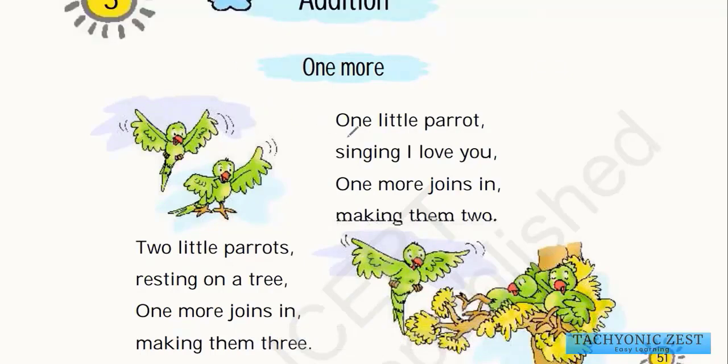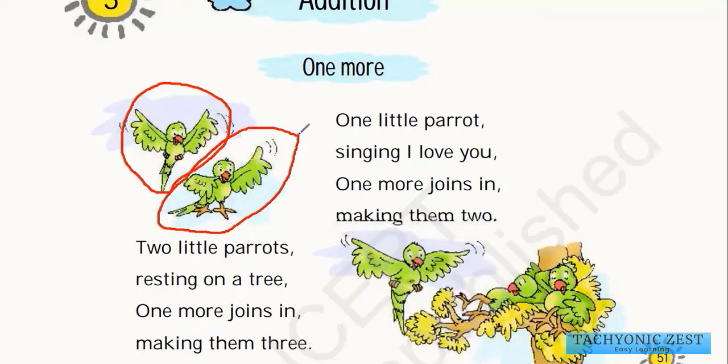So let's read what is written. One little parrot singing I love you, one more joins in, making them two. So it says one little parrot. At first there was just one little parrot, this one, singing I love you. One more joins in, making them two. So one more parrot comes after some time, and the total number of parrots now is 2. 1 plus 1, 2.